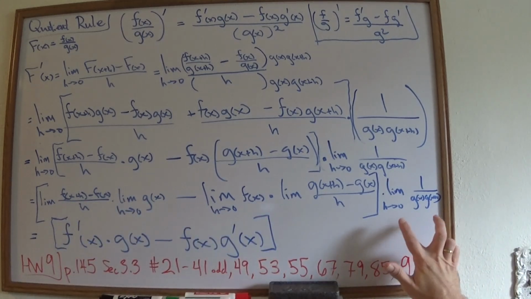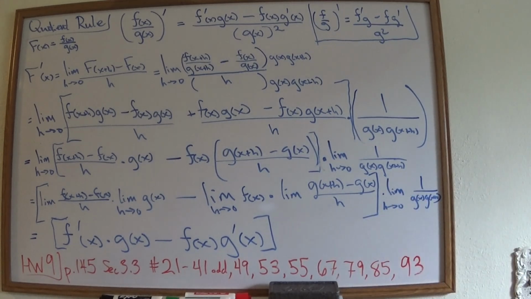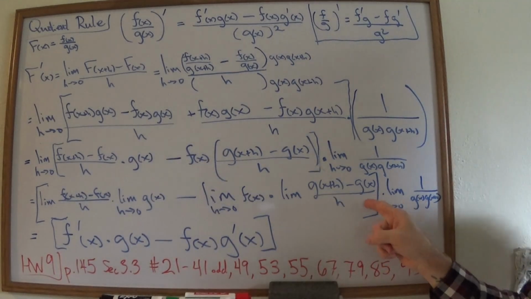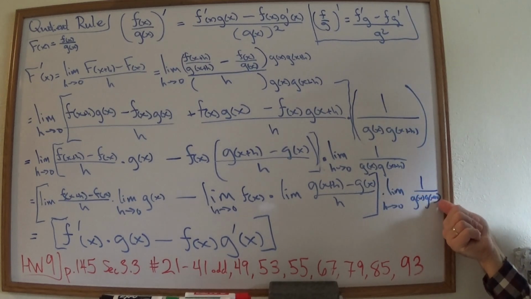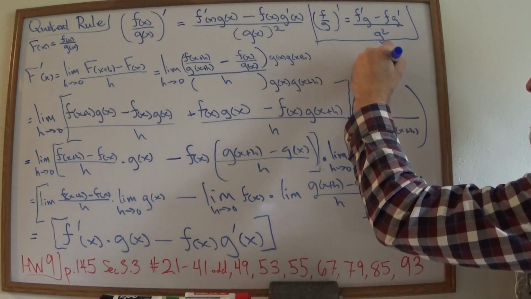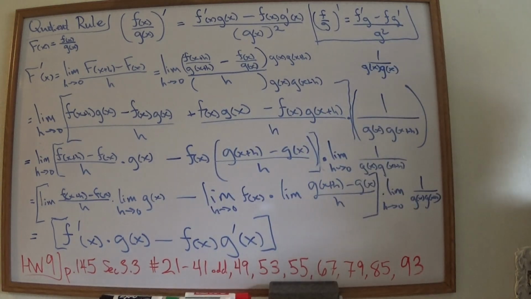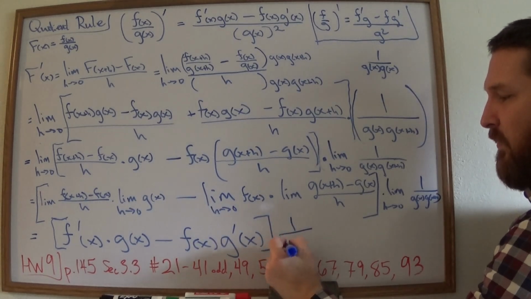So there's all that stuff. What's the limit of this? 1 over g squared. Because like we talked about last time, this limit exists. Therefore, g is continuous at x. So I can just plug in a 0 for h. And so that gives me 1 over g of x times g of x, which is just whatever g of x squared is. And there's another caveat to this, like as always.